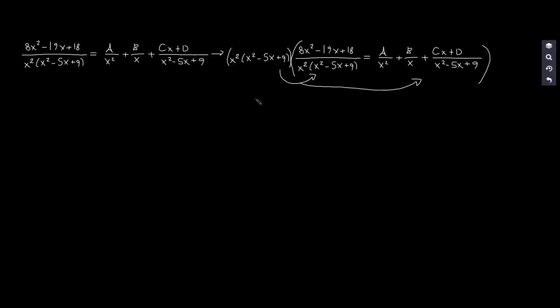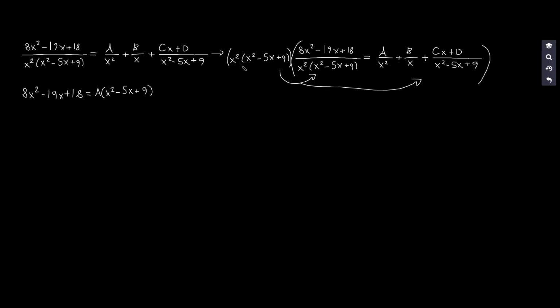And we're gonna have some cancellations, and this is what it's gonna turn into. As you can imagine, this is just gonna cancel the entirety of this. So on the left-hand side of the equation, we're gonna have 8 times x squared minus 19 times x plus 18. And then this x squared is going to cancel out with this x squared over here on the right-hand side of the equation. So a is going to equal a times x squared minus 5 times x plus 9 quantity.